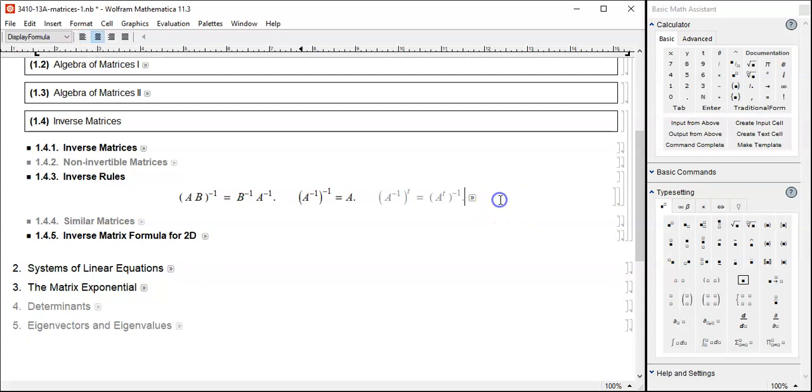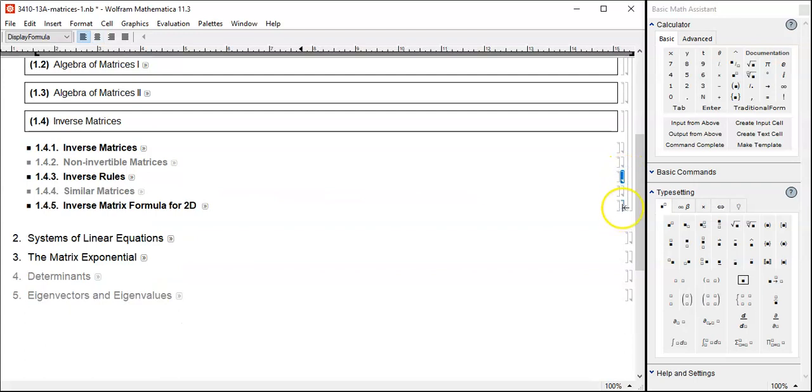Inverse rules. Just like transpose, the inverse of AB is the same as B inverse times A inverse, but I don't know whether this is going to be really important for our course. In linear algebra, it's important. The double inverse is itself, that's easy. If you divide twice, or take the reciprocal twice, then you get the original.